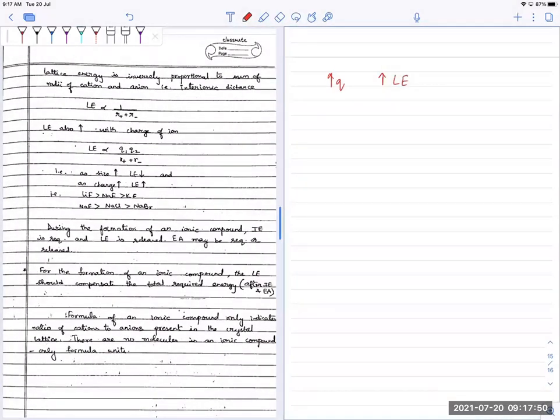Two, distance between the species. Now when your cation and anion are together, this is your anion radius and this is your cation radius. The closer they are, the better it is. The farther away they are, the worse it is, because they are oppositely charged species. This comes from your physics electrostatics: the closer your species are, if they are oppositely charged, the better it is. So the smaller the distance between them, the more will be your lattice energy.